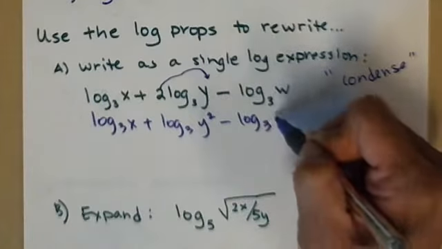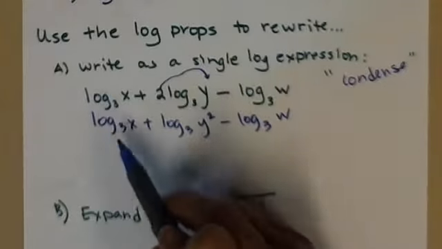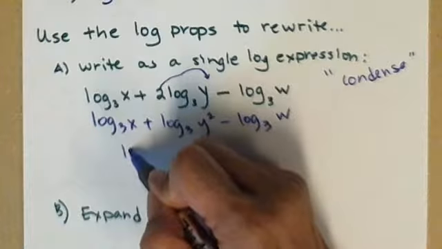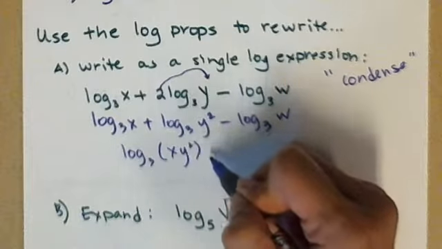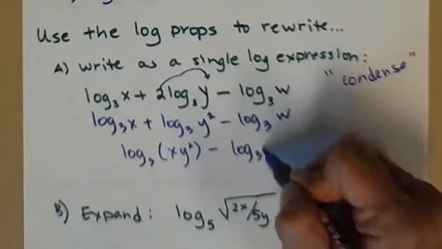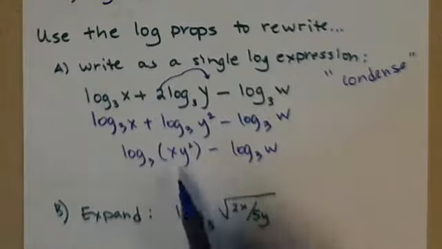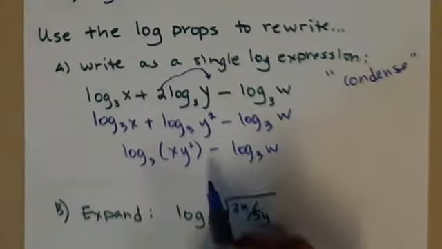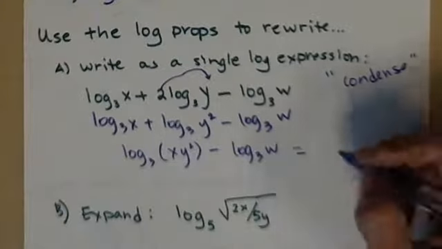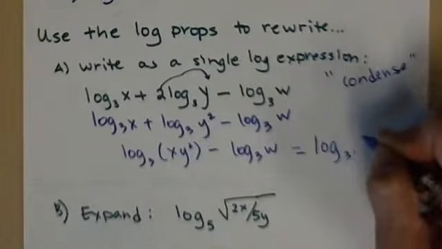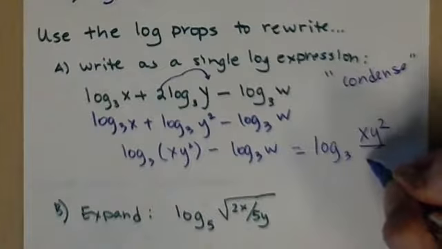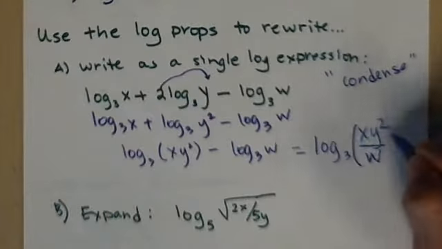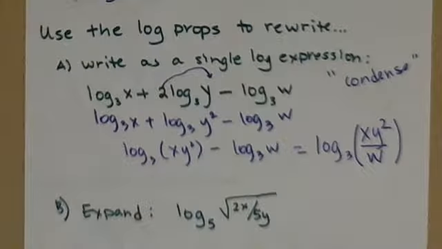Notice I'm writing that base in every time. Now these two are adding, so I can combine those as a product. Log base 3 of xy squared minus log base 3 of w. And now I have two logs that are subtracting, so I'm going to bring my answer over here just for space. Log base 3 in the numerator, xy squared, and then since I'm subtracting the w in my argument, it goes in the denominator. And I'll sneak some parentheses in there to keep that argument all together.